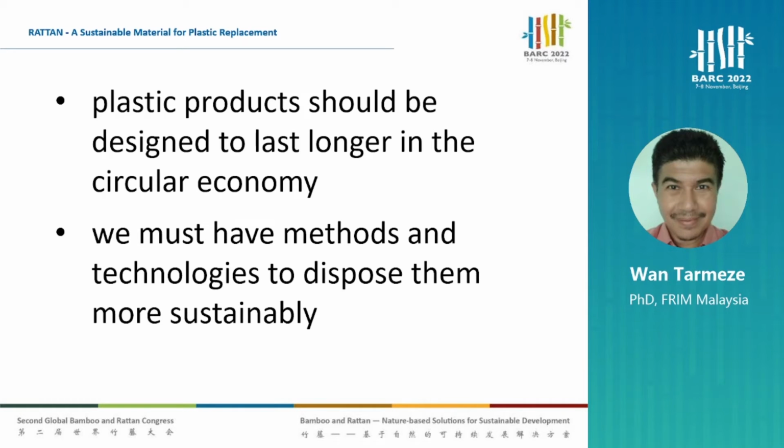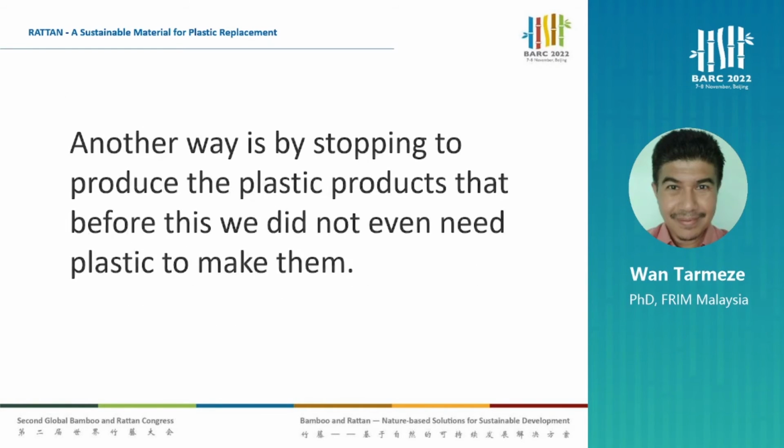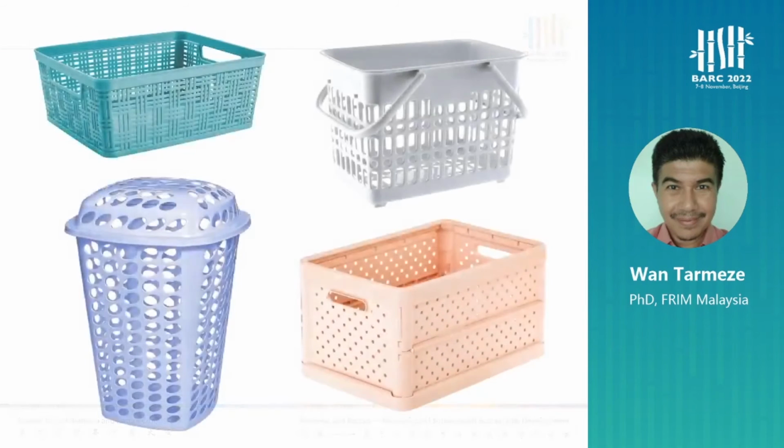So far, we have discussed among the actions or ways we can take to lessen the negative impacts plastic has on the earth. Plastic products should be designed to last longer in the circular economy. And we must have methods and technology to dispose of them more sustainably. Another way is we have to stop producing the plastic products that before this we did not even need plastic to make. What do I mean by saying this?